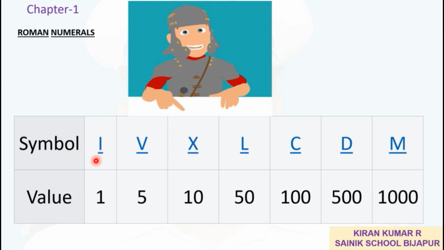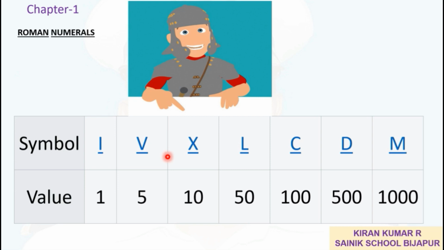The symbol I represents 1, the symbol V represents 5, the symbol X represents 10, the symbol L represents 50, the symbol C represents 100, the symbol D represents 500, symbol M represents 1000. I have just underlined these symbols so that you will be familiar that there will be 7 important symbols. With these 7 important symbols, we make different numbers.